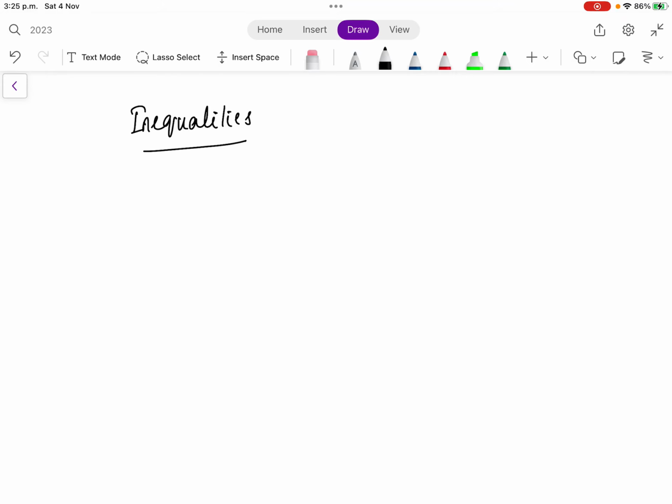Let's learn about algebraic inequalities. So let's do a small revision on the topic which we have learned. When it comes to inequalities, this is greater than, this is greater than or equal to, this is less than, this is less than or equal to.